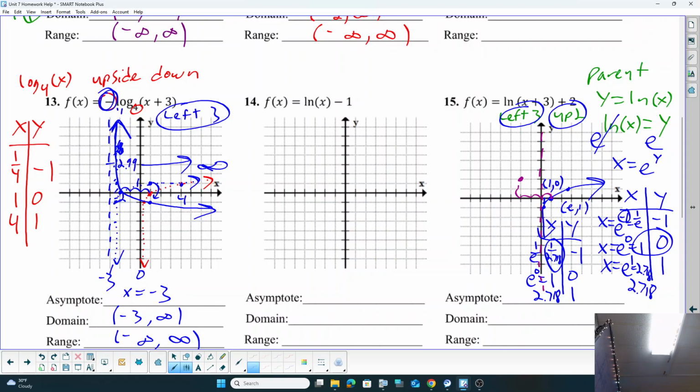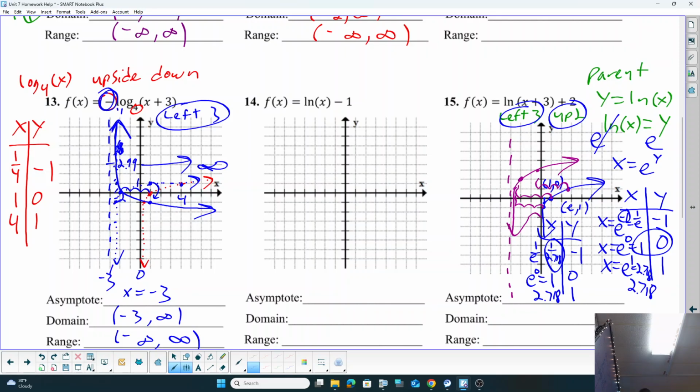What's left is an asymptote, and our asymptote is also going to shift left 3: 1, 2, 3. Good. Then don't forget this other coordinate over here. It's also going to shift left 3 and up 2. And this one as well is going to go 1, 2, 3, up 2. There's our graph, up and to the right.